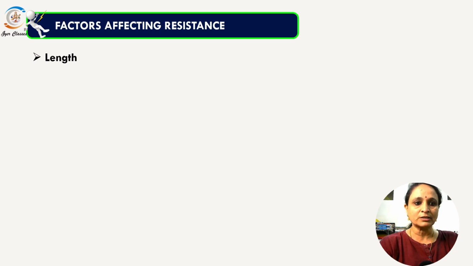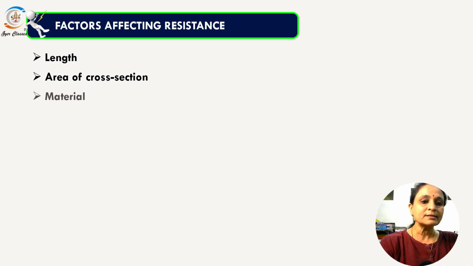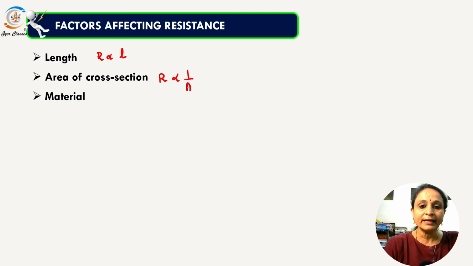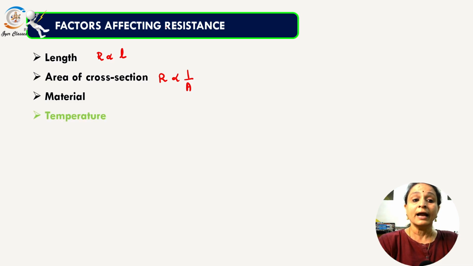The factors affecting resistance are the length. More the length, more is the resistance. Area of cross section, and let me write it symbolically. R is directly proportional to length, and the resistance of the conductor is inversely proportional to the area of cross section. Of course, it will depend upon the material and also the temperature, right?